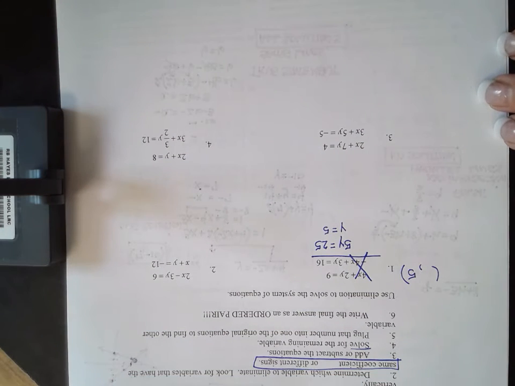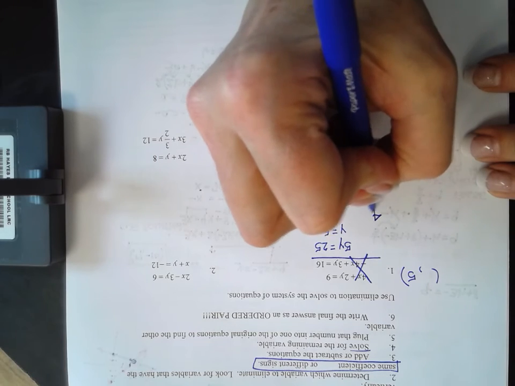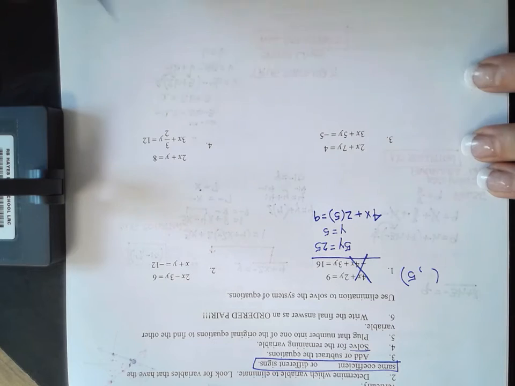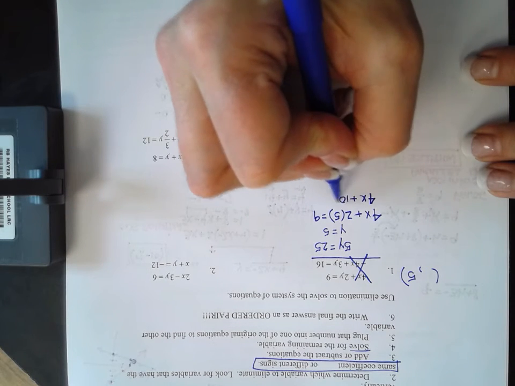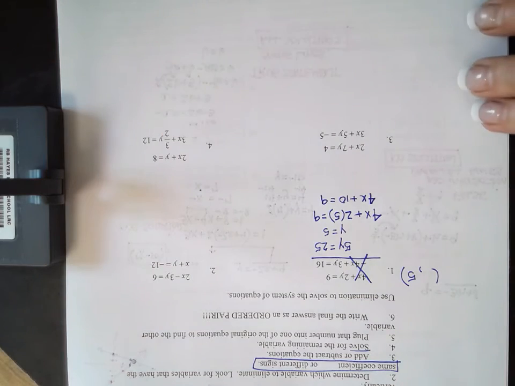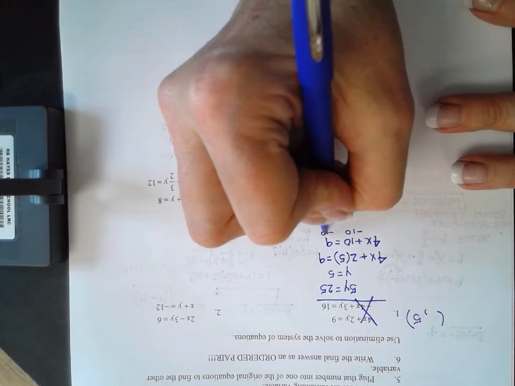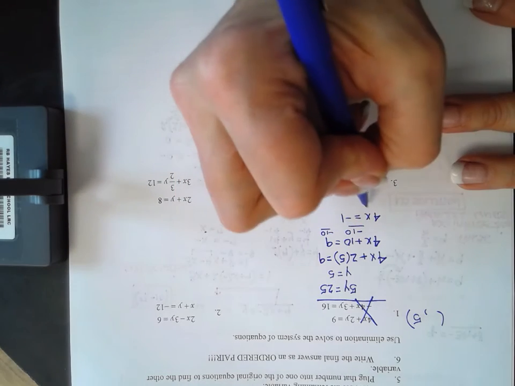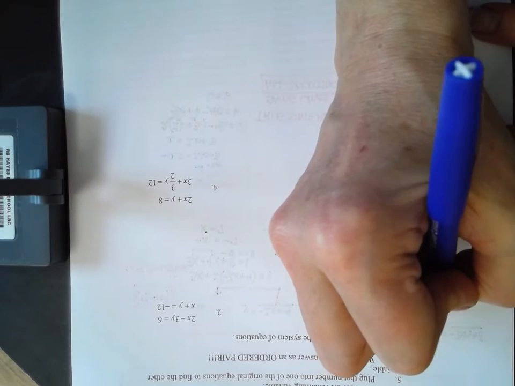All right, Jennings, you want the first equation or the second one? All right. So 4x plus 2 times 5 equals 9. So I have 4x plus 10 is equal to 9. If I subtract 10, 4x equals negative 1. And so x is equal to negative 1/4.